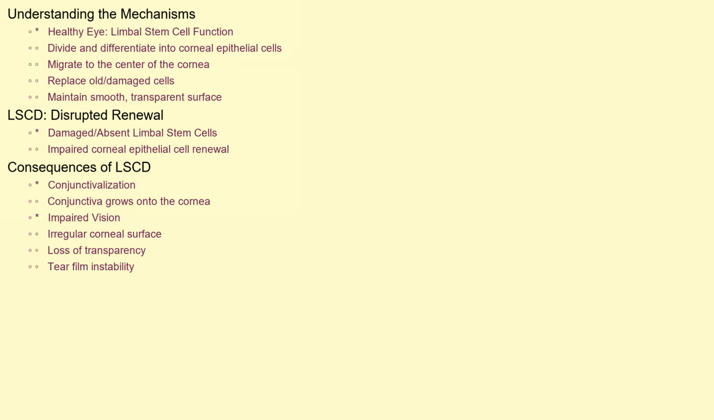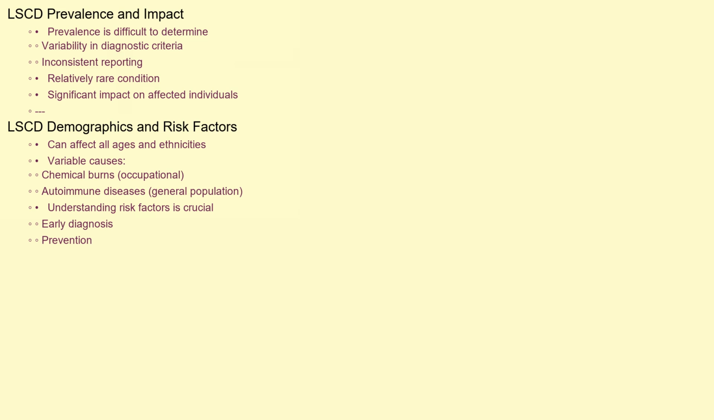In LSCD, the damaged or absent limbal stem cells can no longer maintain this renewal process. As a result, the conjunctiva, which is the membrane lining the eyelids and covering the white part of the eye, starts to grow onto the cornea, a process known as conjunctivalization. This leads to the formation of an irregular corneal surface, the loss of transparency, and instability of the tear film, ultimately impairing vision.